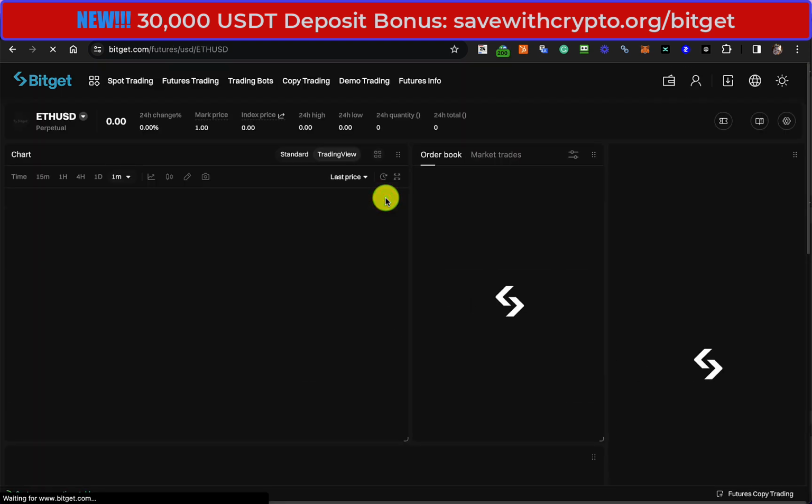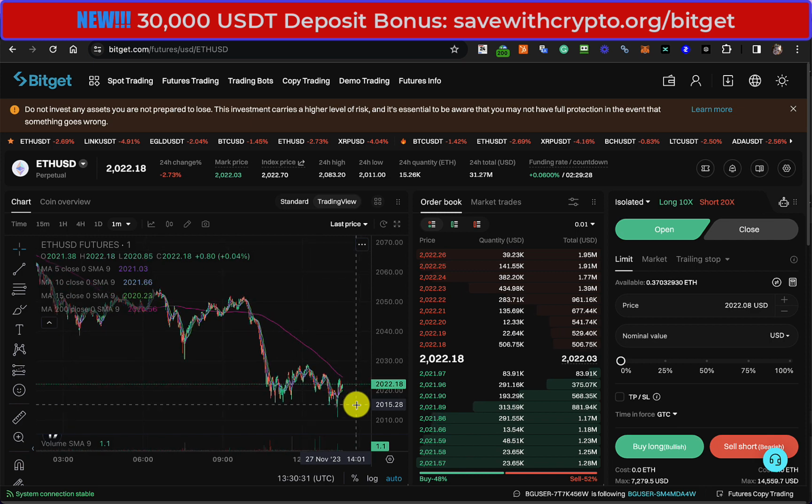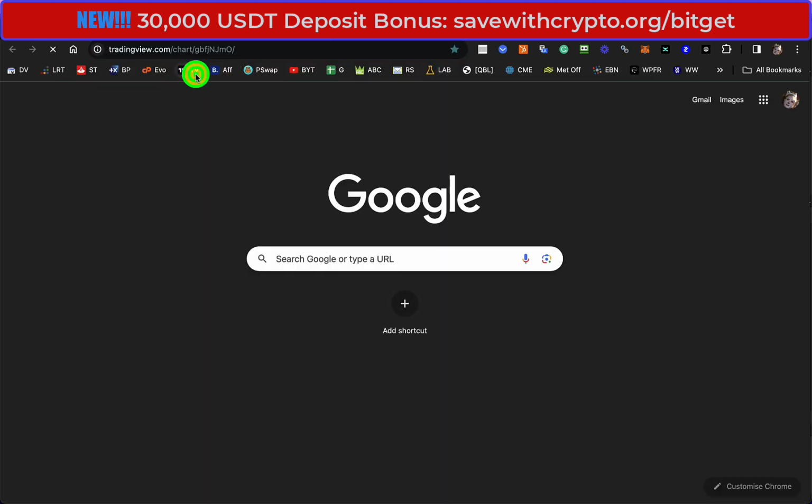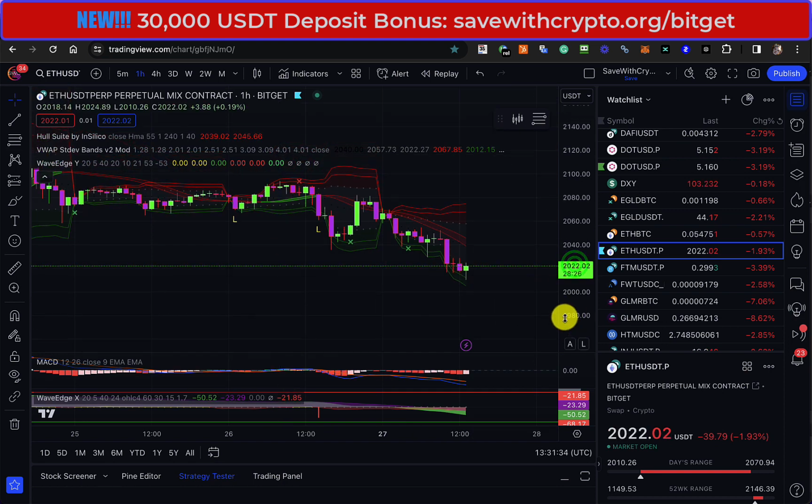So now if I go to trade, trade futures, and then Coin M, and then Ethereum USD. Okay, that's what I want to do. So you can see here that my available balance is 0.37 Ethereum, and this is where I can set up orders and stuff. Now, I was looking in TradingView. This is called Ethereum USDT Perpetual Mix Contract on Bitget. Okay. Now, what I want to do is to try and get into a long round about there, 2004.